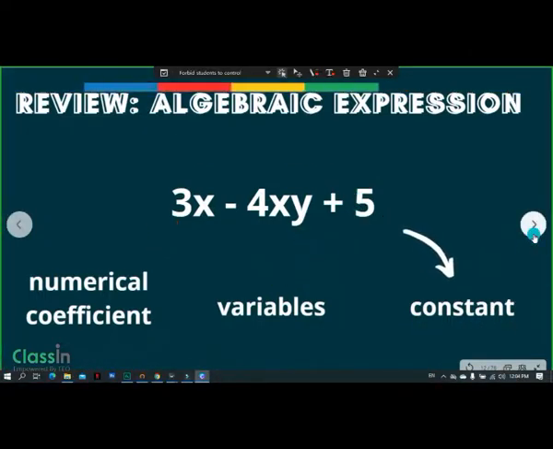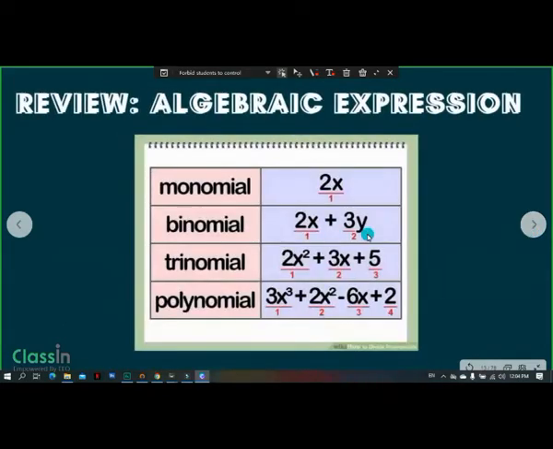Okay? Next, in algebraic expression, meron po tayong tinatawag na types of polynomial. Okay? So, pag isa lang po yung term, ang tawag natin is monomial. In this case, we have 2x, isa lang siya. So, this is a monomial. Mono means 1, kaya monomial. Next, we have two terms, 2x and 3y separated by a plus sign. So this is a binomial. Binomial, bi means 2.